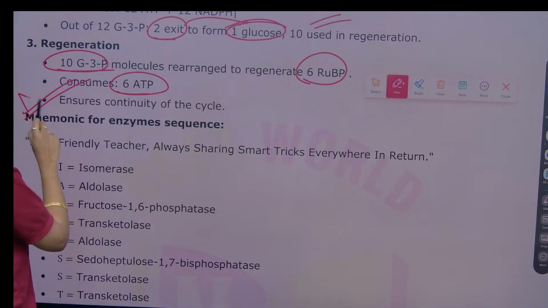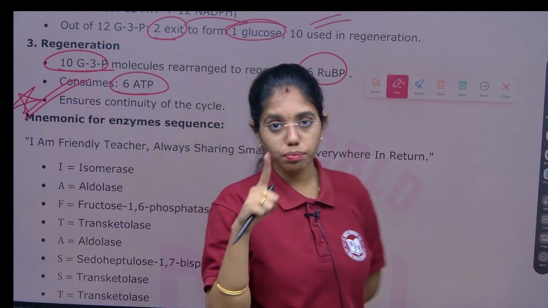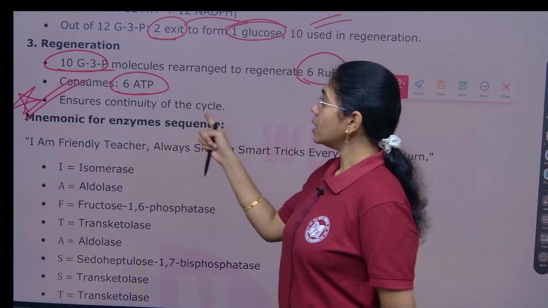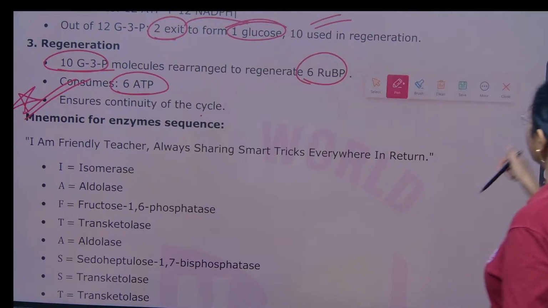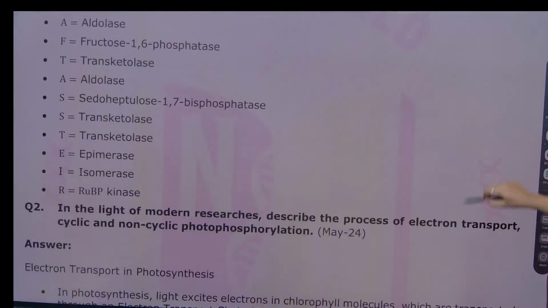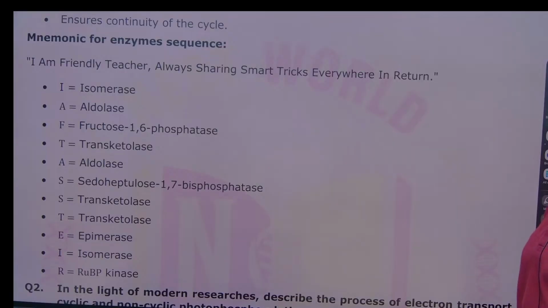Again this is the major point. Which step out of the 3 steps in the Calvin cycle will help the cycle to continue? That is regeneration. Okay, and this is the mnemonic that is used for the enzyme sequence. Fine, right? So the complete answer about the Calvin cycle is clear?